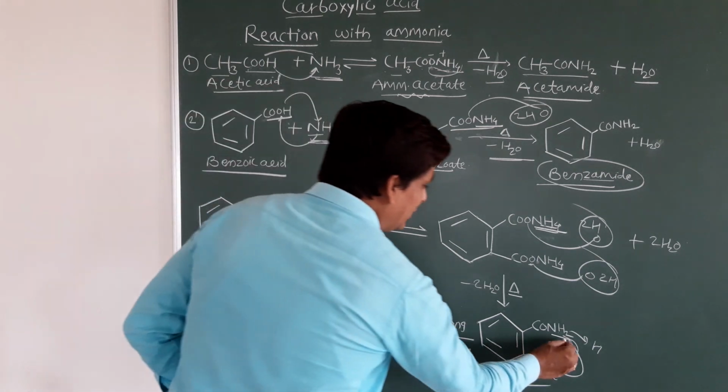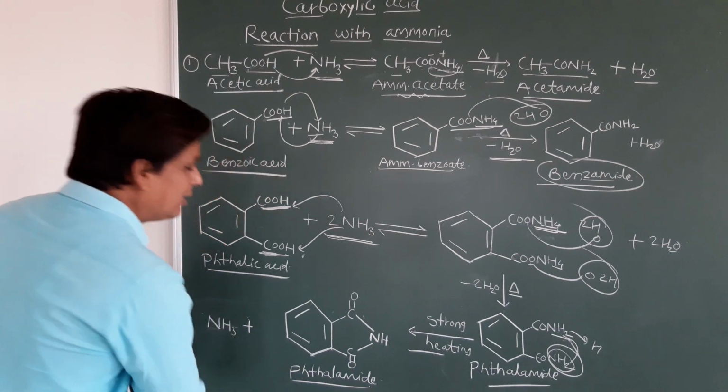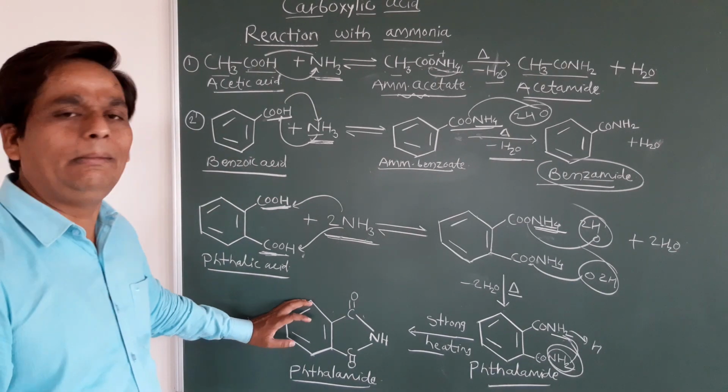Okay students, so what remains here? Only NH. So from the cyclic structure we can say it is a phthalimide. So by using ammonia, NH3 is removed, and we will get a phthalimide.